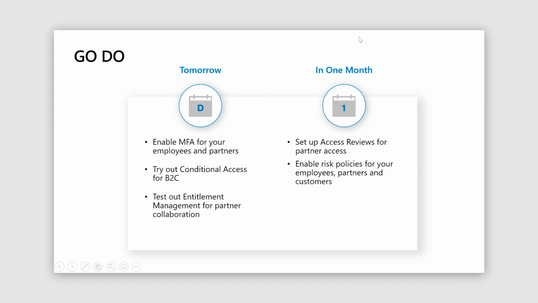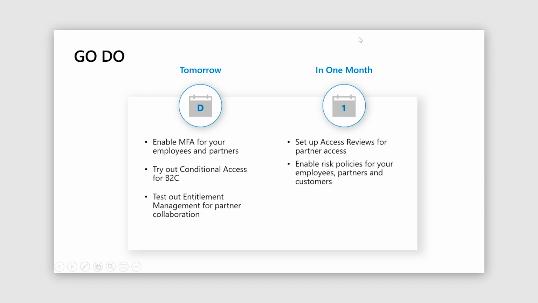Start with enabling multi-factor authentication for your employees and your business partners. Just passwords is no longer good enough. Multi-factor authentication can reduce your compromise rate by 99.9%. Even better, if you can, start piloting passwordless within your organization. Next, check out the conditional access and identity protection public preview for B2C and provide us feedback on the public preview so we can make it better for general availability.